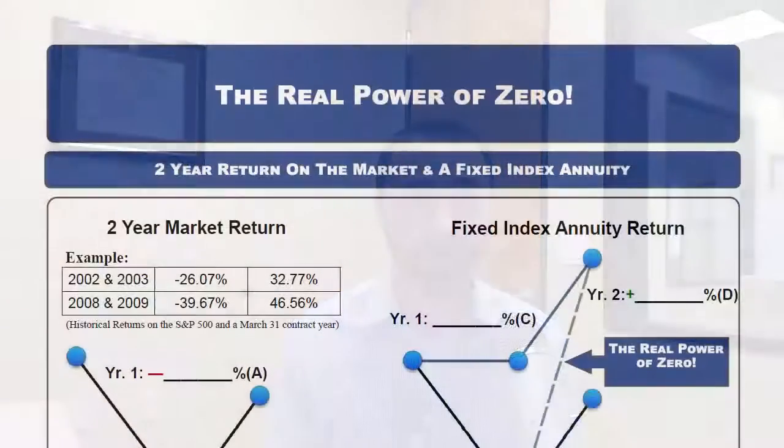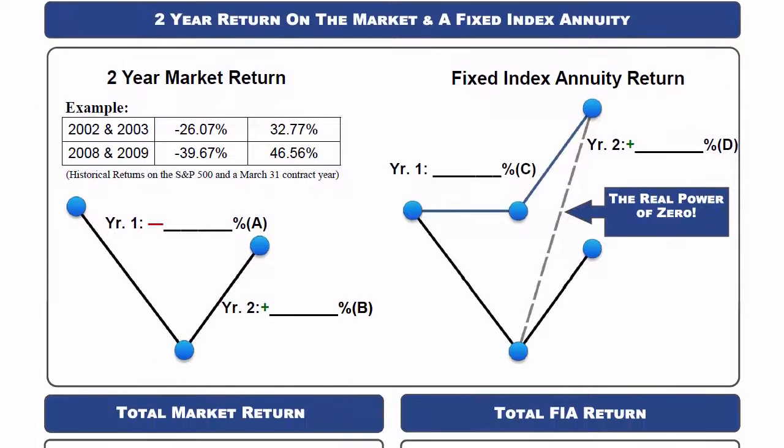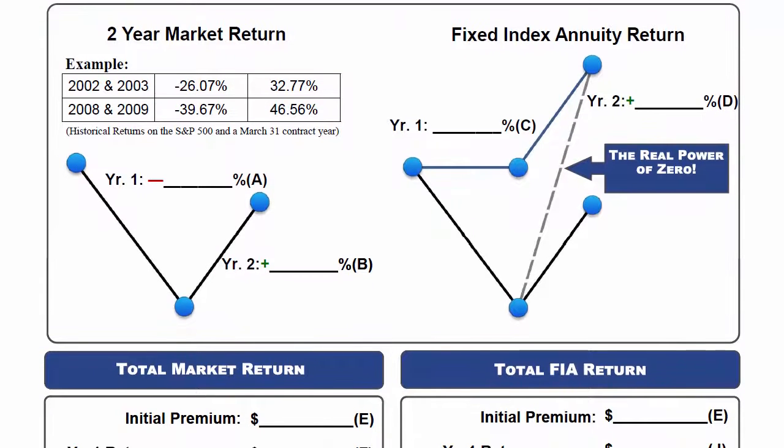It could, of course, be multiple years depending on how everything pans out, but when the market drops down and then we get to participate in the upswing, what would the equivalent return need to be to match what the indexed annuity credited? That led to the creation of this piece we're looking at here called The Real Power of Zero. So I'm going to take you through a little bit of an exercise here. If we look at the left-hand side, we can ask what's the 2-year market return?